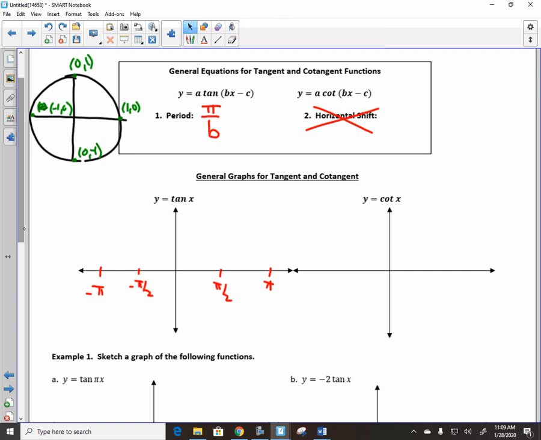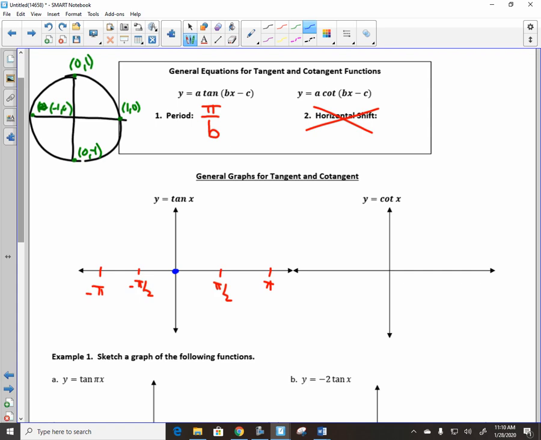We talked about sine being the y value and cosine being the x value. What is tangent? Y over x. So look at 0 radians. What is y divided by x for 0 radians? It is 0. So I start at 0. For tangent, yes.